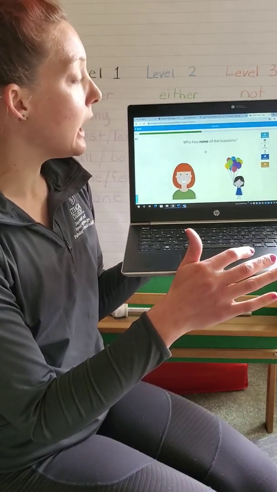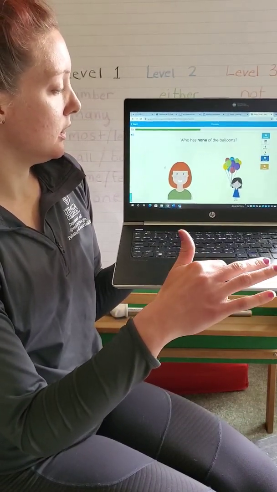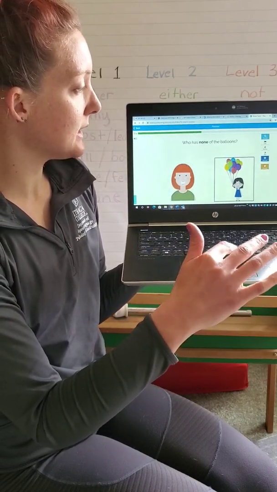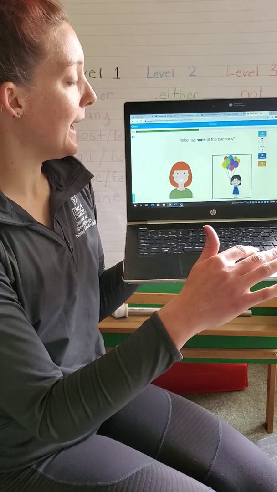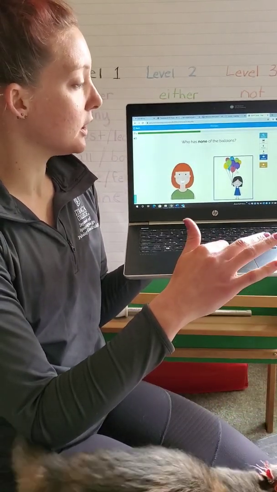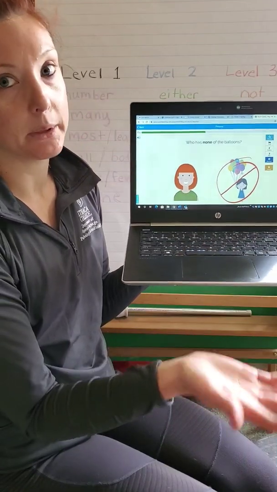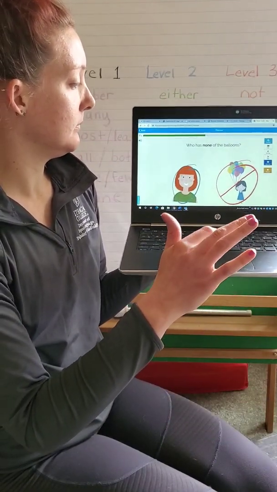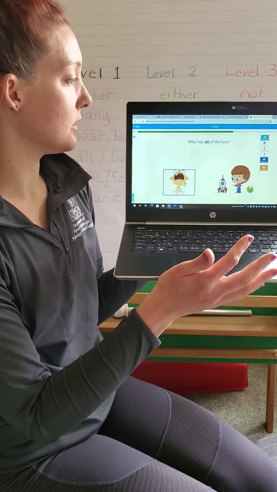Who has none of the balloons? So here's a lady. I don't see anything in her hands. This lady has a lot of balloons. So who has none? And let's just say that I clicked a wrong answer. It would tell me, nope, I'm wrong, and I would have to try again. And it says that it's the correct answer that time.